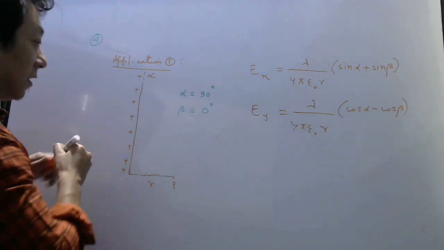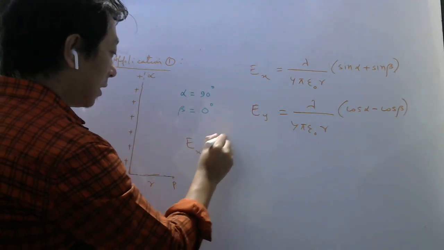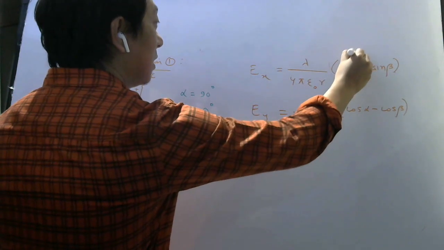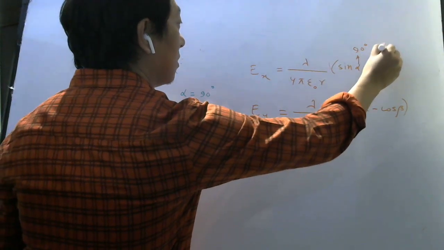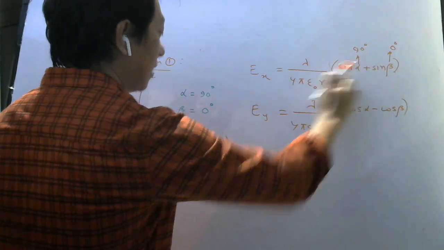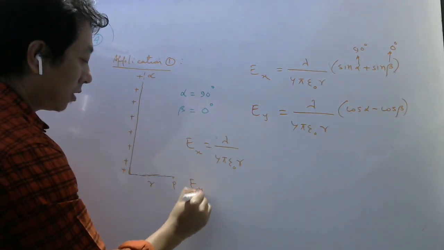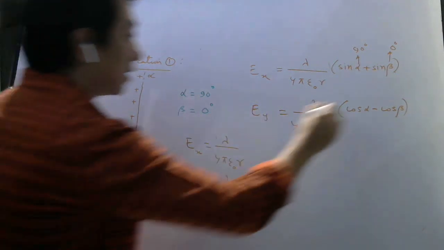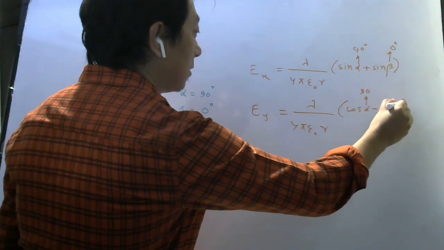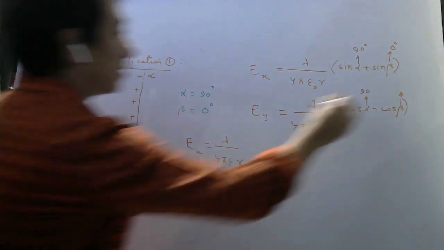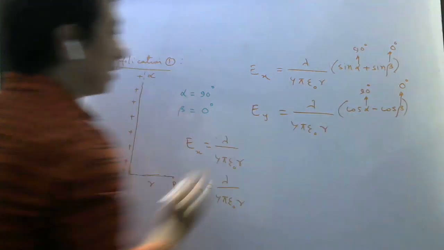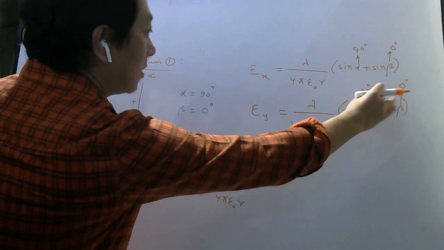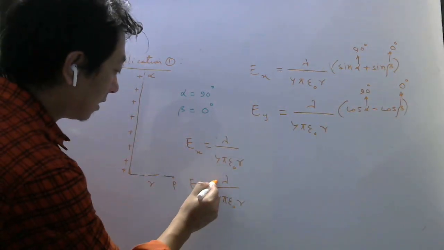Let us check. So x component will be lambda divided by 4 pi epsilon naught r. Sine alpha is 90, beta is 0. You know sine 0 is 0, sine 90 is 1. So this is your Ex. What about your Ey? Lambda by 4 pi epsilon naught r. Alpha is 90, beta is 0. Cos 90 is 0. Cos 0 is 1. So this will be minus this, right?